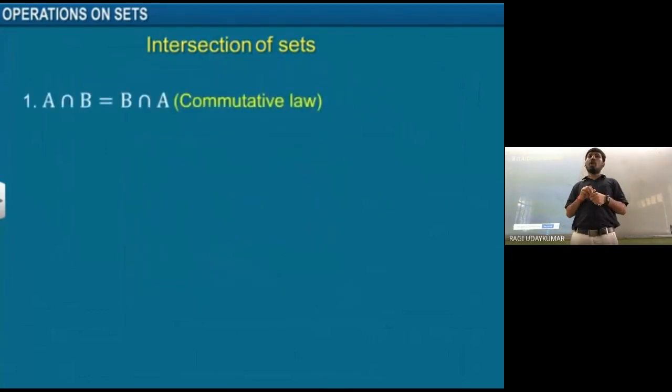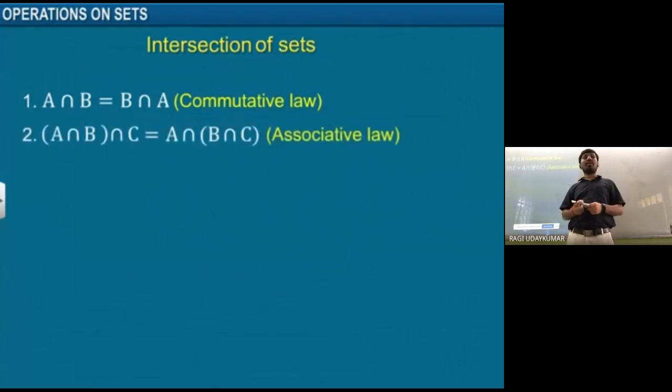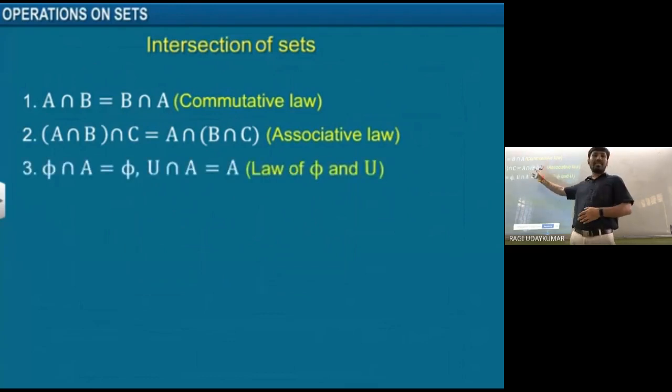So now let us see some laws. A intersection B is equal to B intersection A. That is called the commutative law. The same associative law will be there: A intersection B intersection C is equal to A intersection B intersection C. Next, the law of phi and union. The law of phi means phi intersection A is equal to phi. Do remember this point.